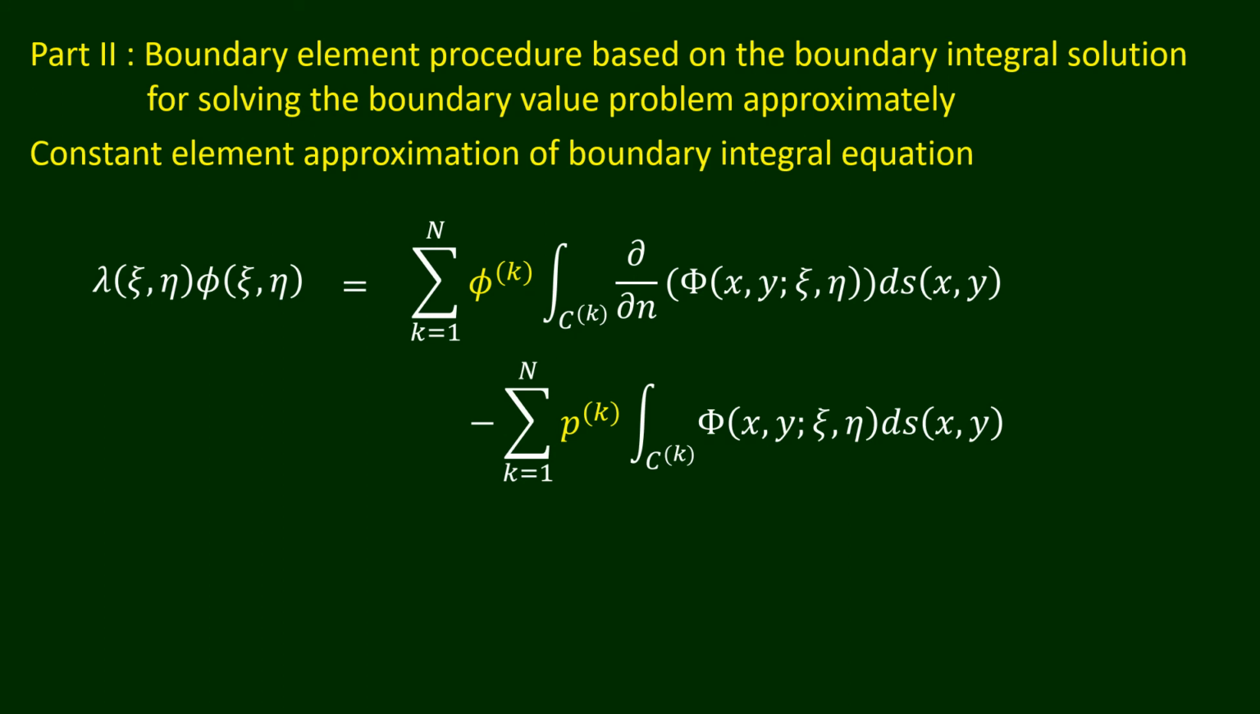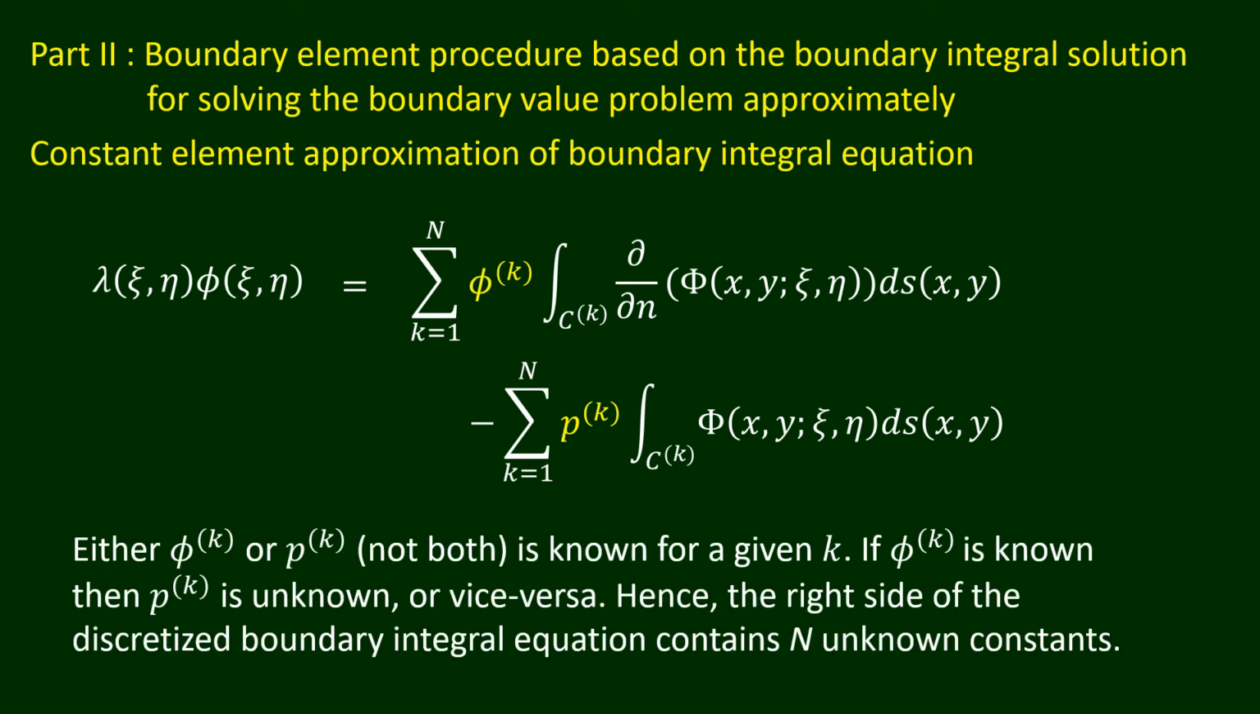This is the constant element approximation that we have just obtained for the boundary integral equation. Either phi k, or pk, not both, is known for a given k. If phi k is known, then pk is unknown, or vice versa. Hence, the right side of the discretized boundary integral equation contains n unknown constants.